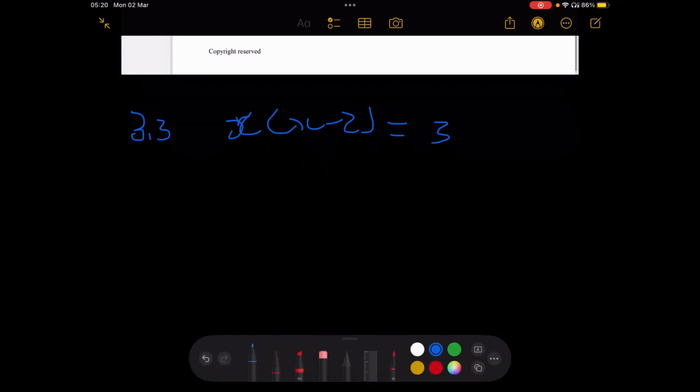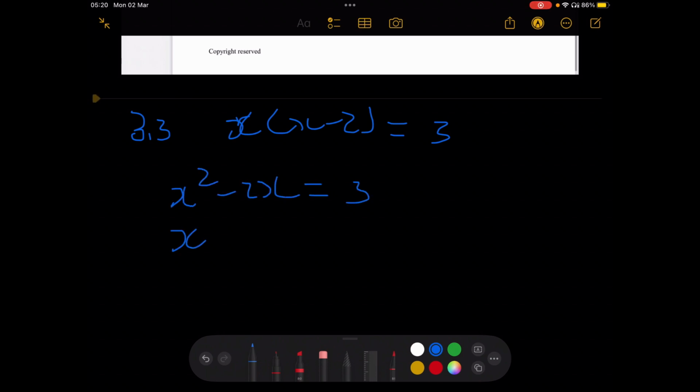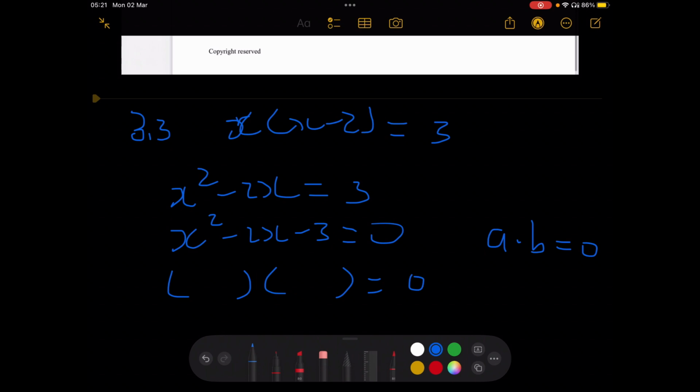And therefore, what I mean is that we need to first simplify it on the left hand side to give x squared minus 2x equals 3. Excuse me, x squared minus 2x minus 3 equals 0. Then now we can factorize it to be applicable of the zero law. A times b equal to 0, either a is 0 or b is 0, of which this one does not satisfy here.